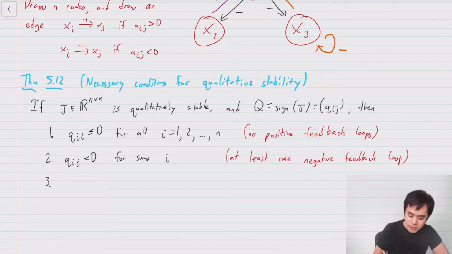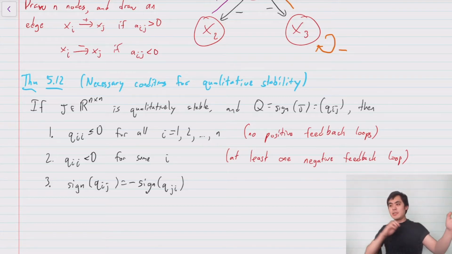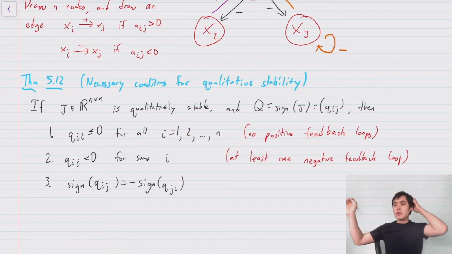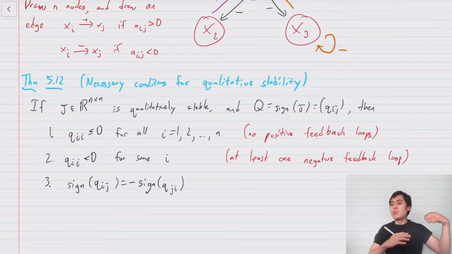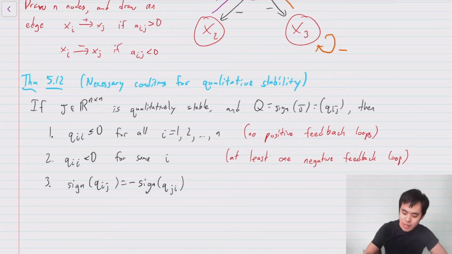Condition 3 is going to be that the sine of Qij has to be equal to minus the sine of Qji. So if you have an arrow going from node i to node j, you have to have an arrow going the other way with the opposite sign. So if you have nodes that are interacting, you must have opposite signs. Opposite signs for interacting nodes.